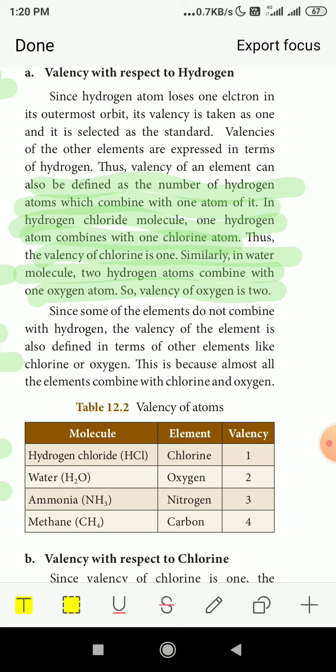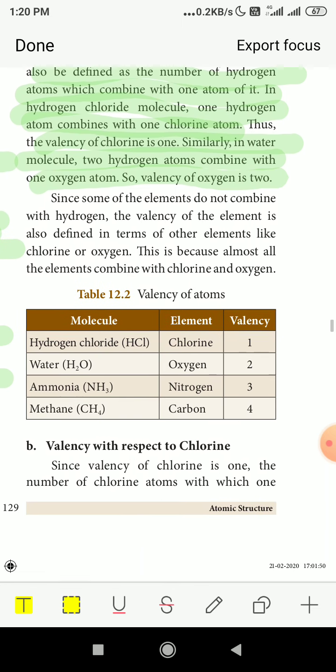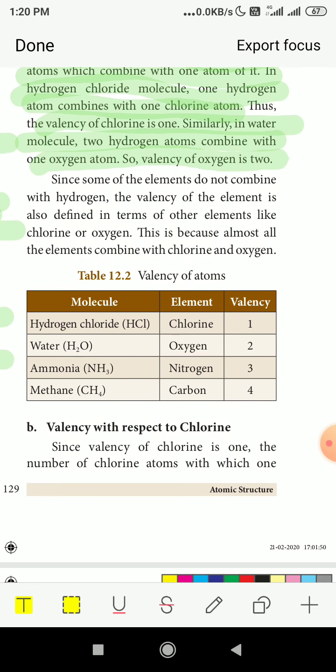Those elements which are not combining with hydrogen most probably combine with chlorine and oxygen. Most of the elements always have the tendency of combining with chlorine and oxygen, so their valency will be determined on the basis of chlorine and oxygen. Okay, next we are going with the valencies with respect to chlorine.